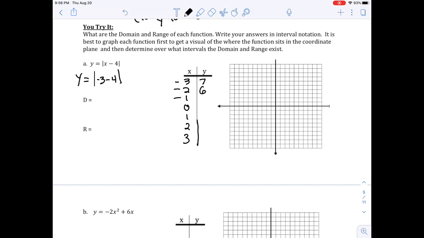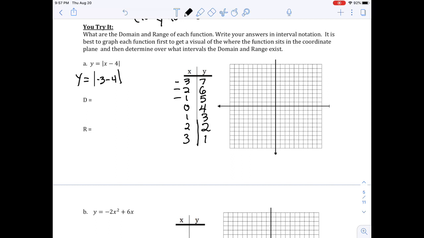Plug in -2. -2 minus 4 is -6. Absolute value is 6. -1 minus 4 is -5. Absolute value is 5. 0 minus 4 is -4, absolute value 4. Notice all of the values coming out for y are positives. So we're starting to think about the range. What kind of outputs do we have? So far, they're all positive. 1 minus 4 is -3, absolute value 3. 2 minus 4 is -2, absolute value 2, and then 3 minus 4 is -1, absolute value 1.